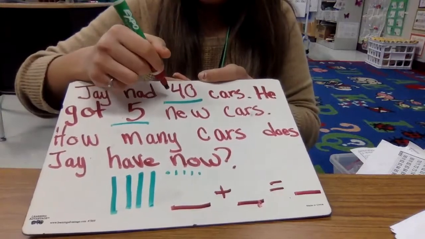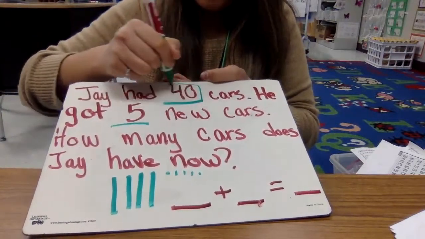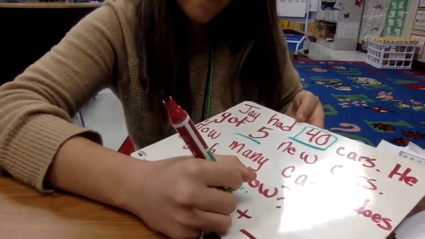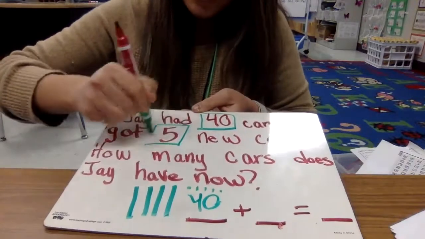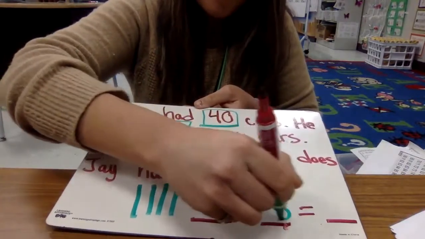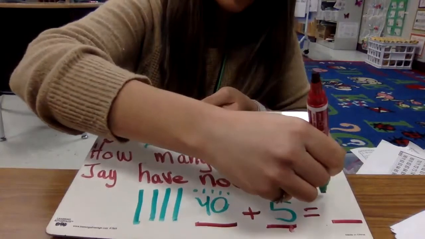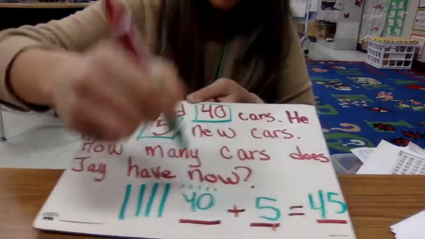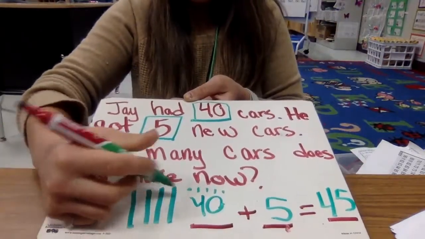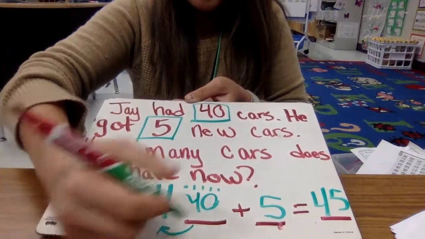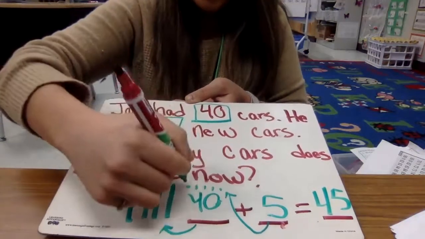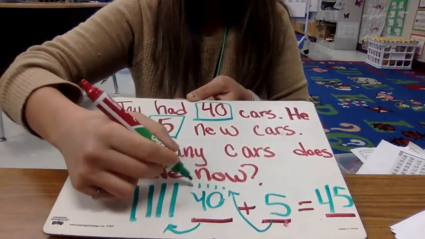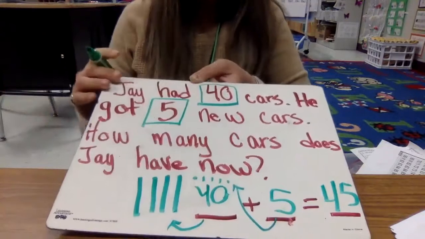It's going to be 40 plus 5 equals what, boys and girls? Very good, 45. 10, 20, 30, 40 plus 5. 1, 2, 3, 4, 5 gives us 10, 20, 30, 40, 41, 42, 43, 44, 45.